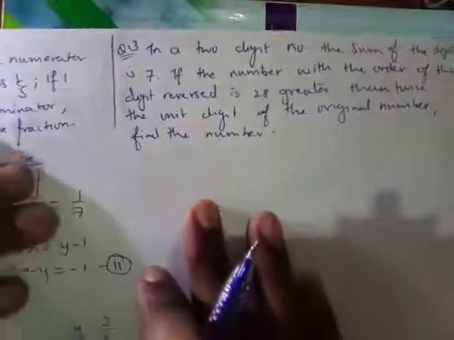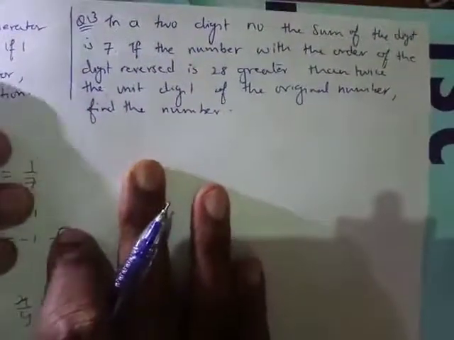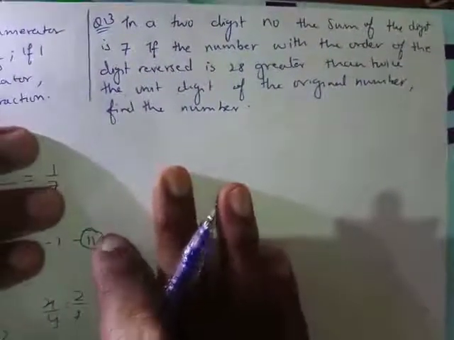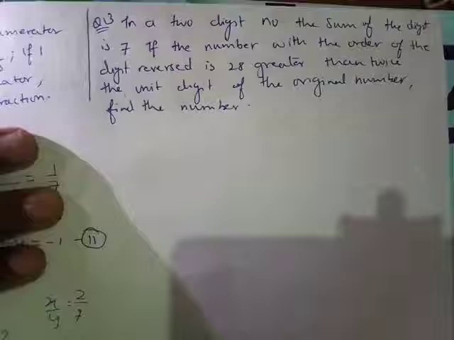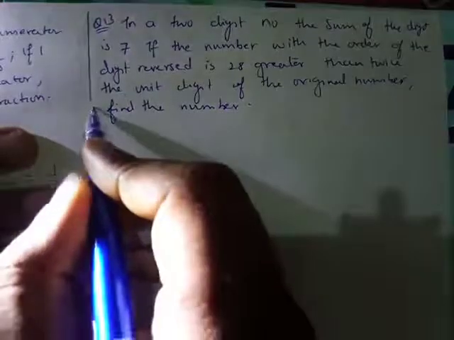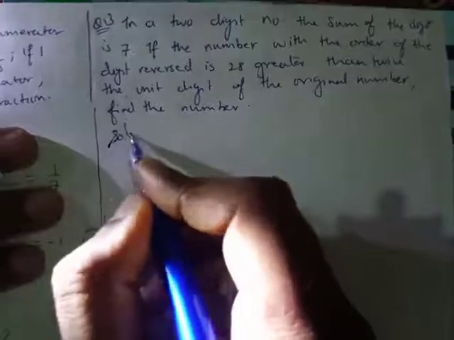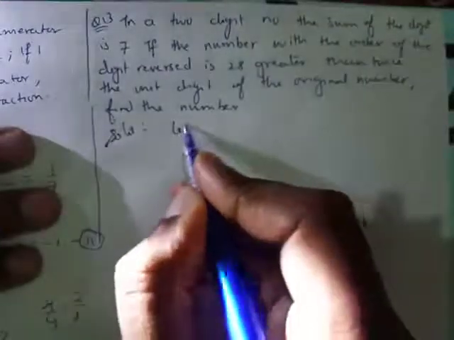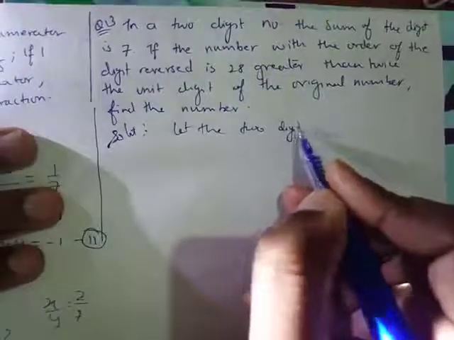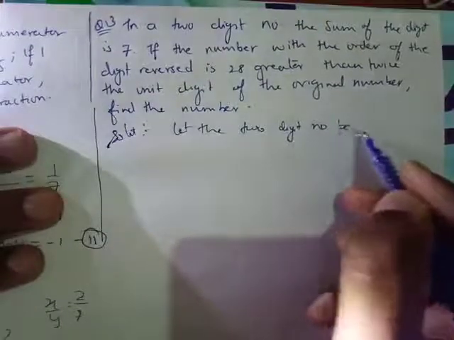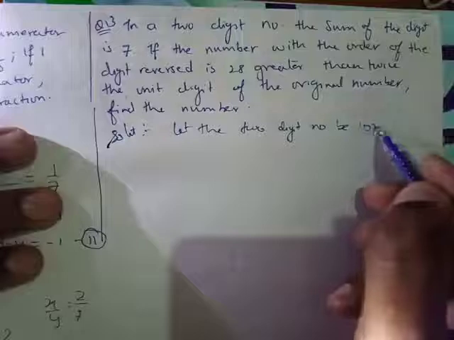Okay, let's see question number 13. Question number 13 goes something like this: in a two-digit number, the sum of the digits is 7. I don't know what the two-digit number is, so I'll write down the solution and say, let the two-digit number be 10x plus y.